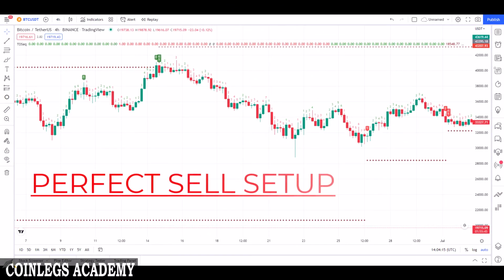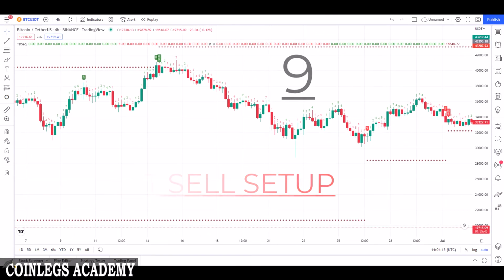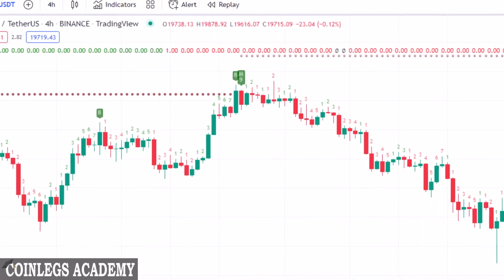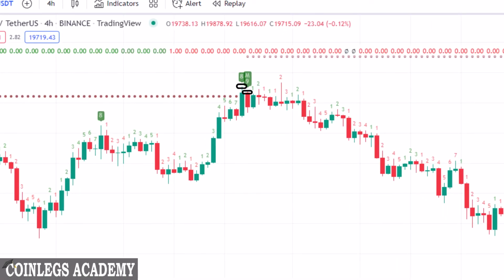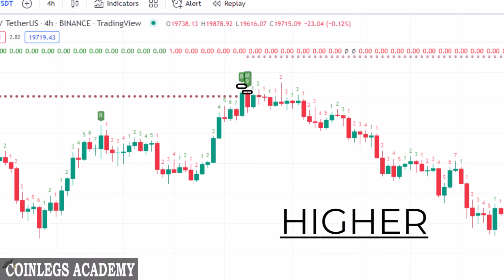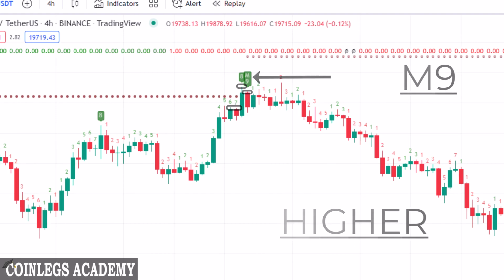For the perfect sell setup, when the count is completed by 9, the highest level ever seen by candles 9 and 8 must be higher than the highest level that candles 6 and 7 have seen. Also, TD Sequential will show us the perfect sell setup with a marker on 9 like this.